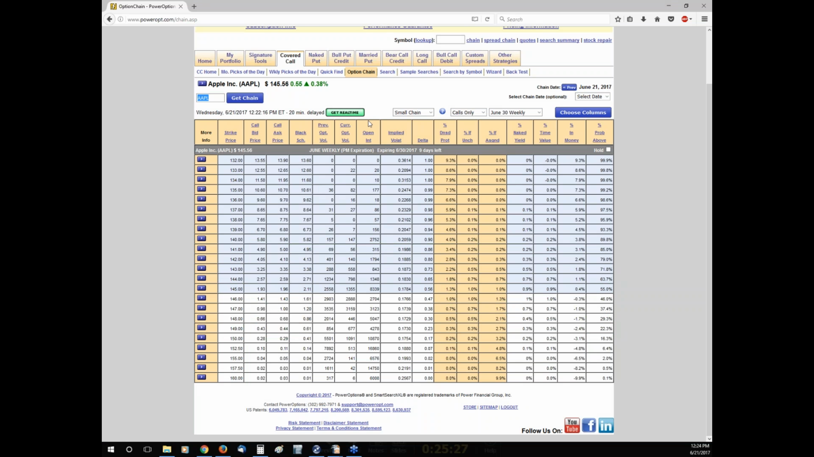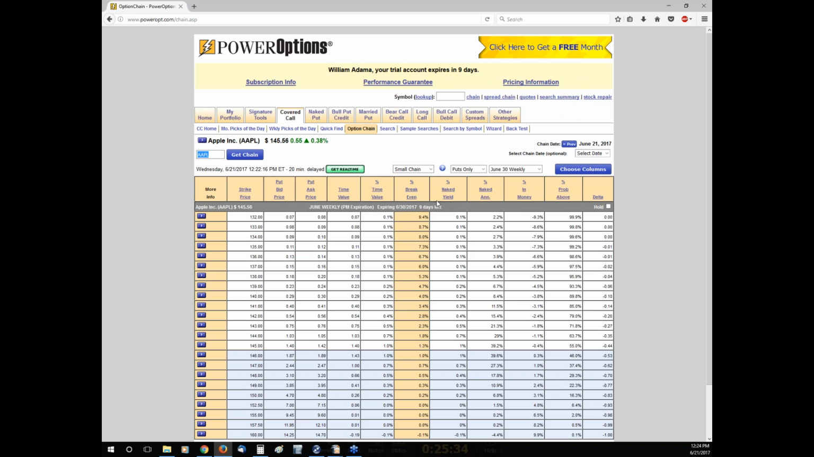In addition to that, those of you doing naked puts, if I'm in a chain for the puts, I can customize it to show the naked yield of selling it as a cash secured naked put, the percent break even, annualized naked yield as well, plus probability and any Greeks that you want.